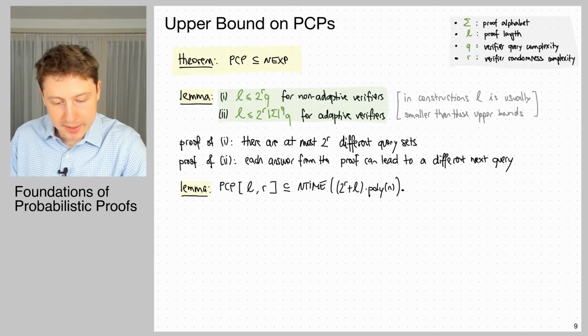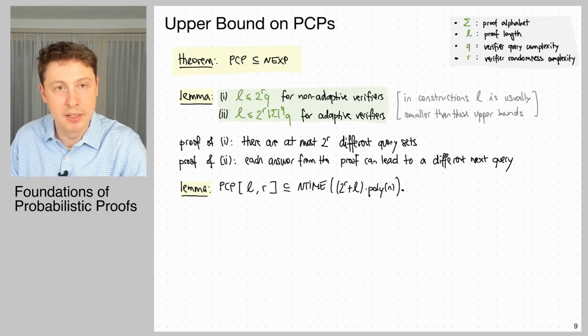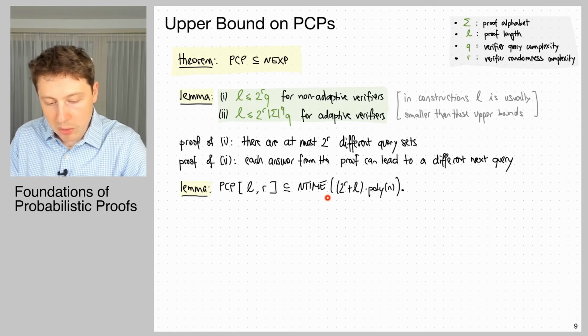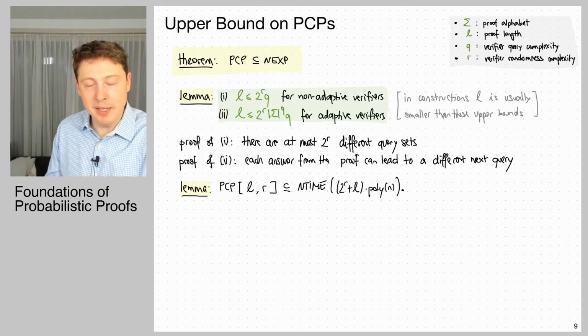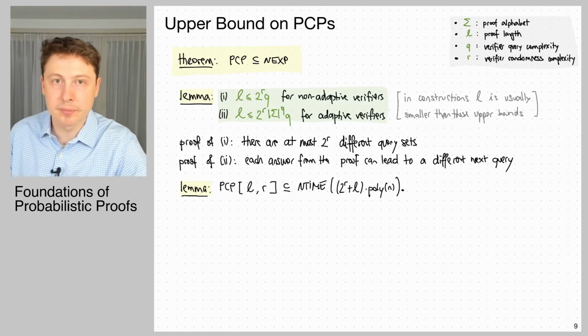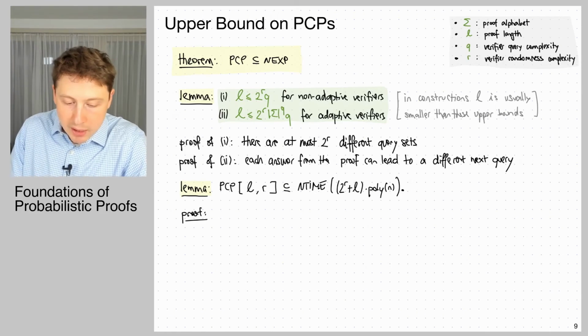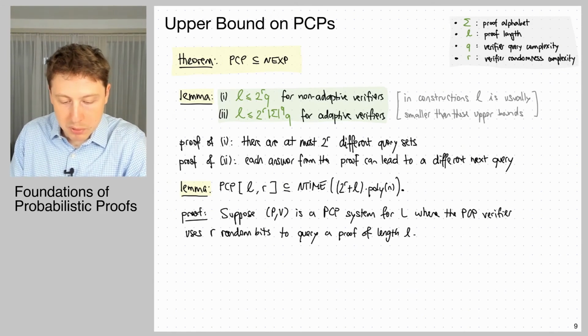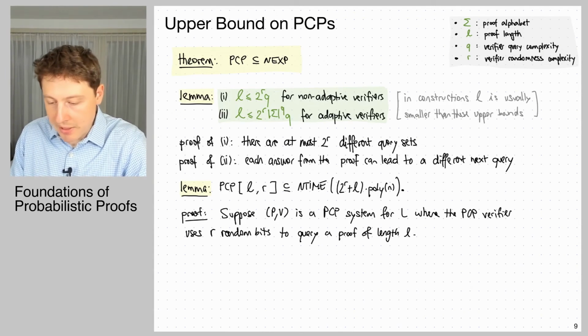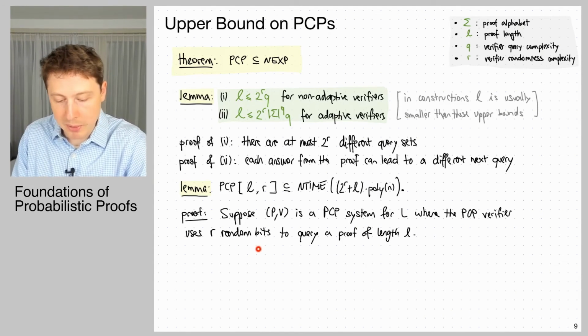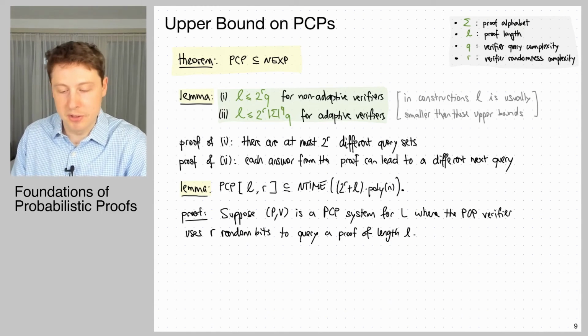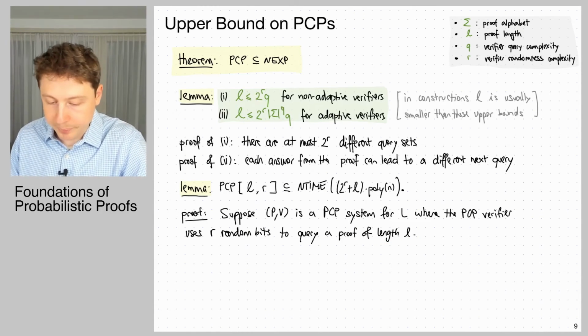The next thing is to say, if you have a PCP with a certain proof length and randomness complexity, then you can always put it in NTIME of 2 to the r plus L times poly n. What is NTIME? Remember, that is like NP, but parameterized. If that's what we need to prove, give me some arbitrary PCP for some language in this complexity class, which means that the PCP verifier uses r random bits to query a proof that consists of, let's say, L bits for now.